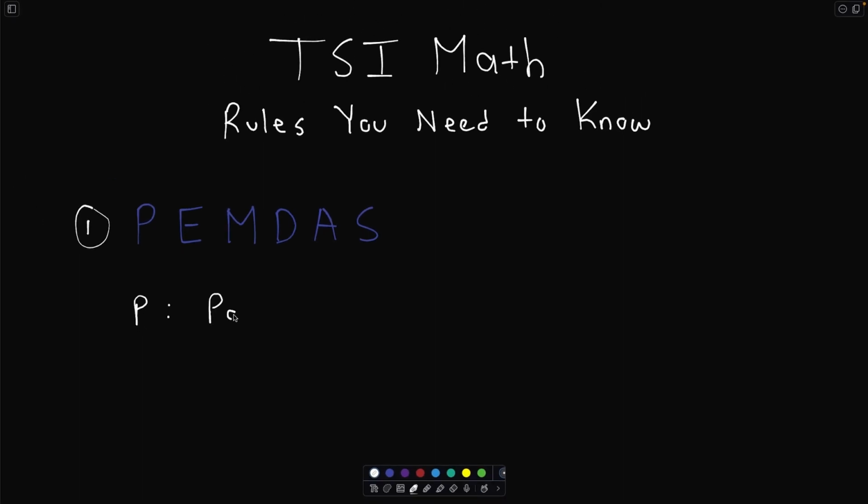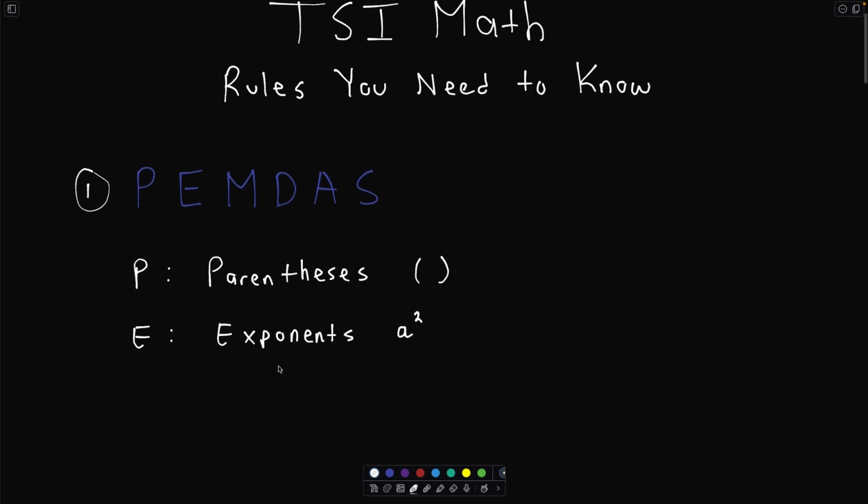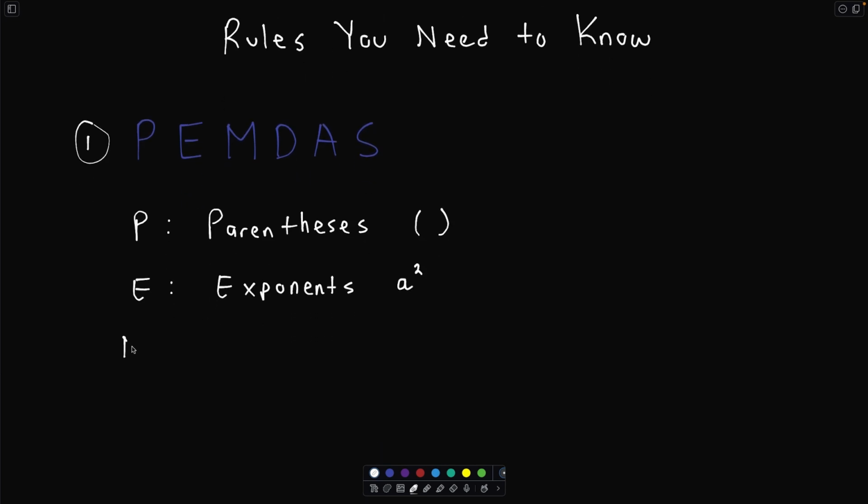It stands for parentheses. And that's for when you encounter things inside parentheses, curly braces, etc. E stands for exponents. And that's for things like a to the power of 2, 3, 4, etc. M stands for multiplication. And that's for things like x times y times x, etc.